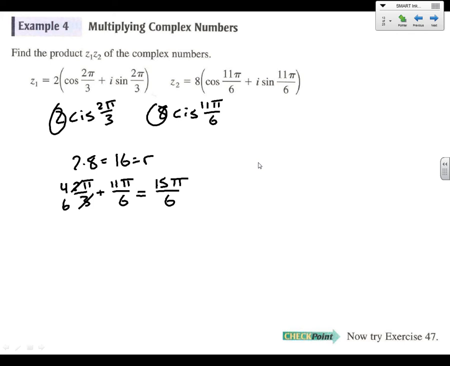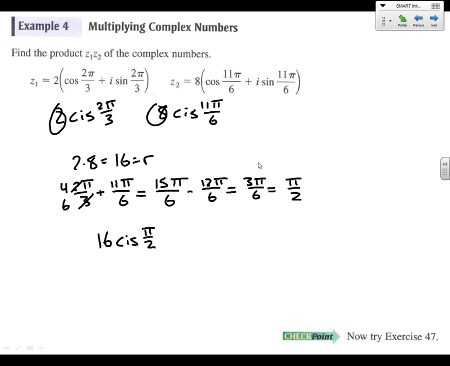All right, that is bigger than 2 pi, so we're going to bring it around. Let's subtract a 2 pi out of there and get 3 pi over 6, which is equal to pi over 2. And so we have, for our final answer, 16 CIS of pi over 2.